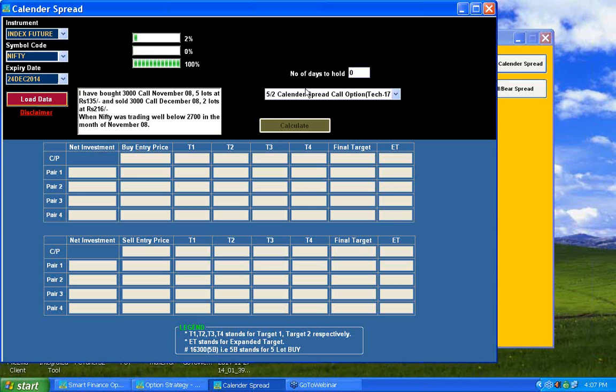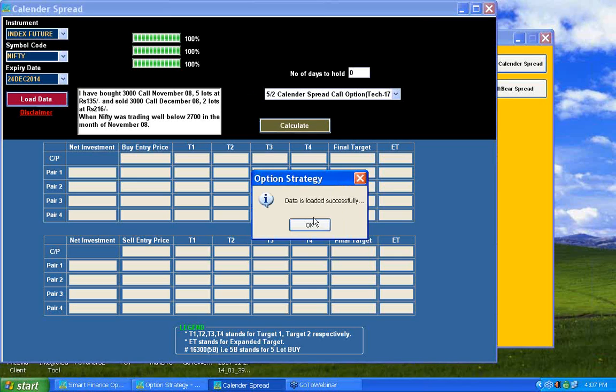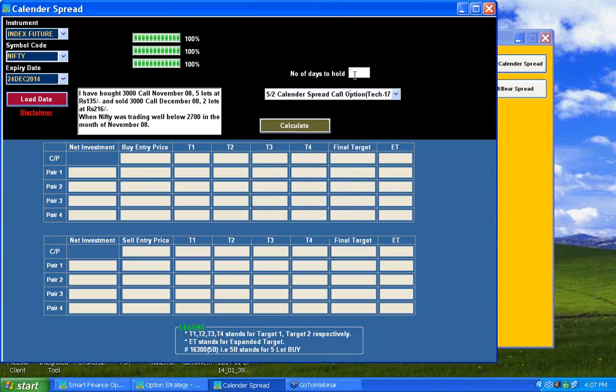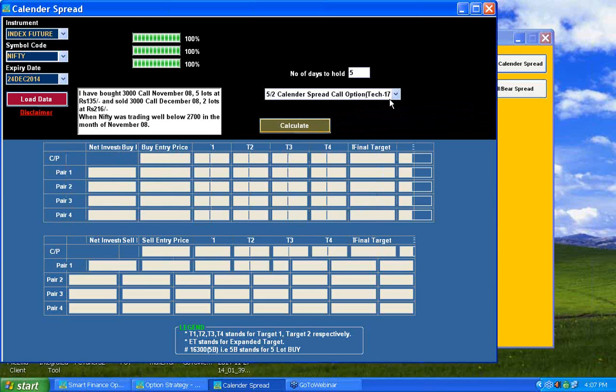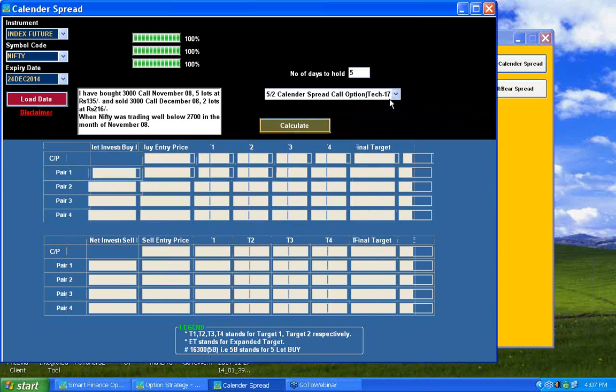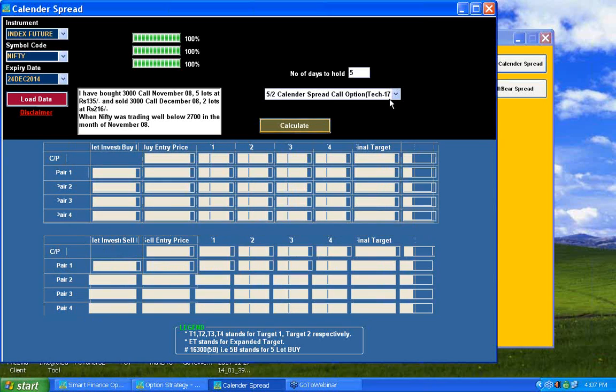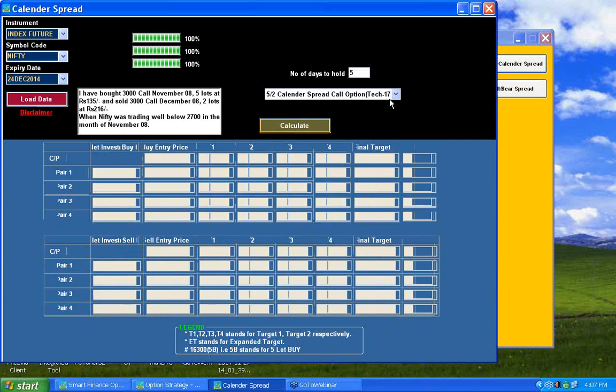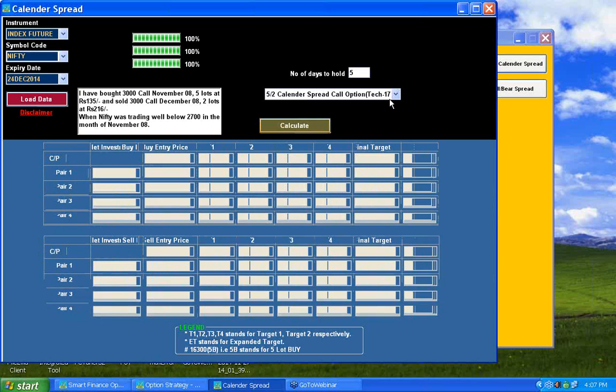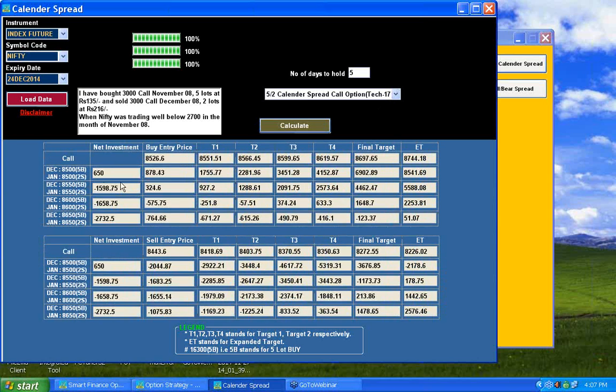But what you can do in this particular simulator, so data you have loaded, you just go for one 5/2 calendar spread call option. So this technique will form four different pairs, and its net investment and its profit and loss potentiality, everything it will show to you. So it is saying that if you are buying December 8,500, 5 lots, and selling January 8,500, 2 lots, your net investment is 650.